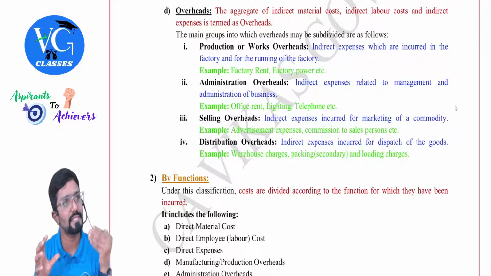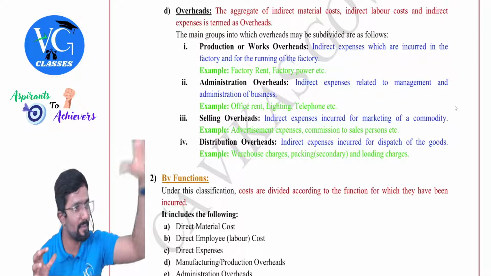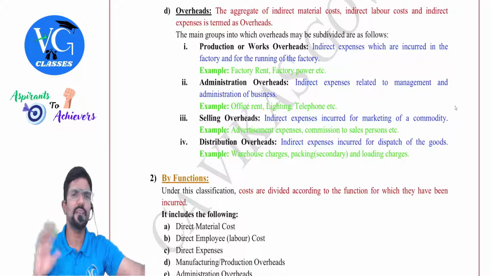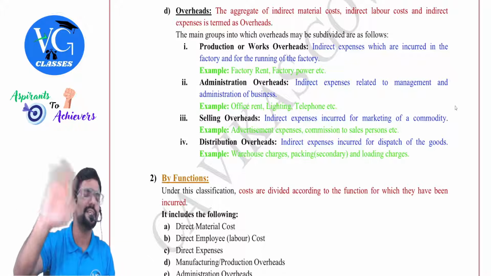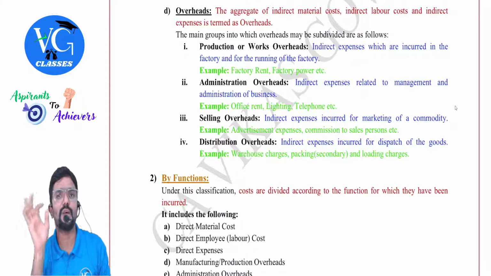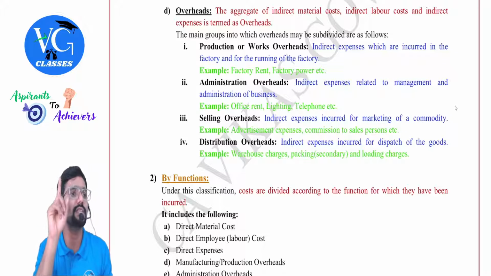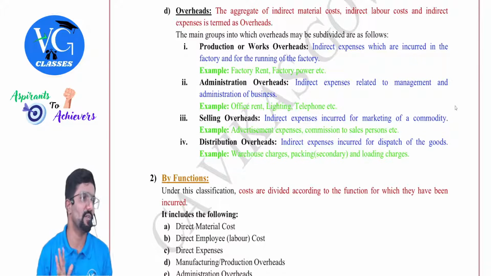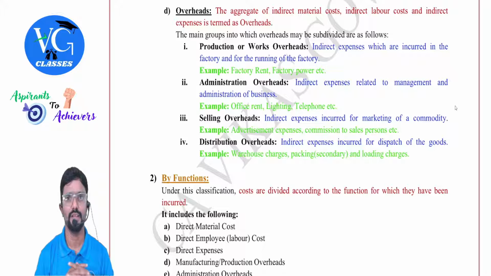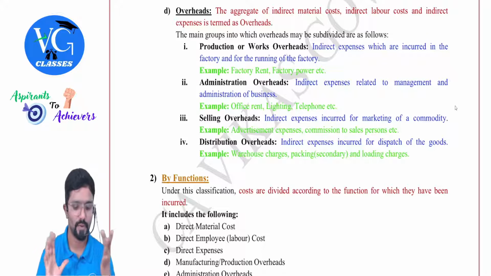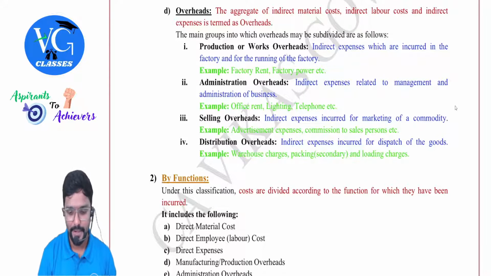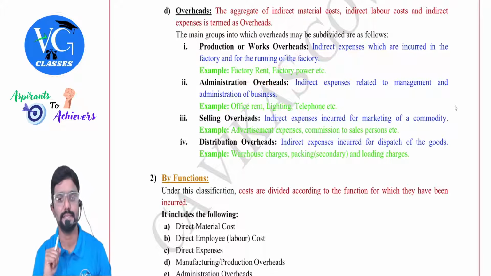If there are any expenses directly related to production, we call them direct. If we have incurred some expenses in the factory but they are not directly related to production, what do we call it? Production, factory, or manufacturing overhead, or even work overhead. All one and the same, guys. Indirect expenses which are incurred in the factory and for running the factory, for example factory rent or factory power or electricity.